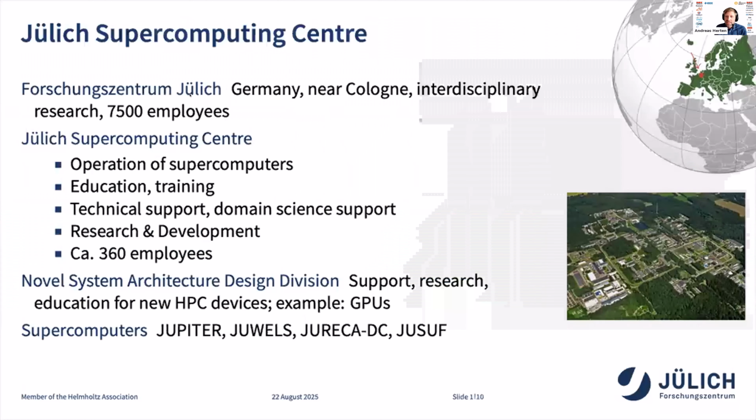But we are actually quite a large facility. Our computing center is called the Jülich Supercomputing Centre, and we are embedded in the Forschungszentrum Jülich, a multidisciplinary research center near Cologne, in the west of Germany, with around 7,500 employees. My institute works on operation of supercomputers, educating and training people, supporting on a technical and domain science level, and trying to research and develop the next generation of supercomputers. We are doing this with around 360 employees.